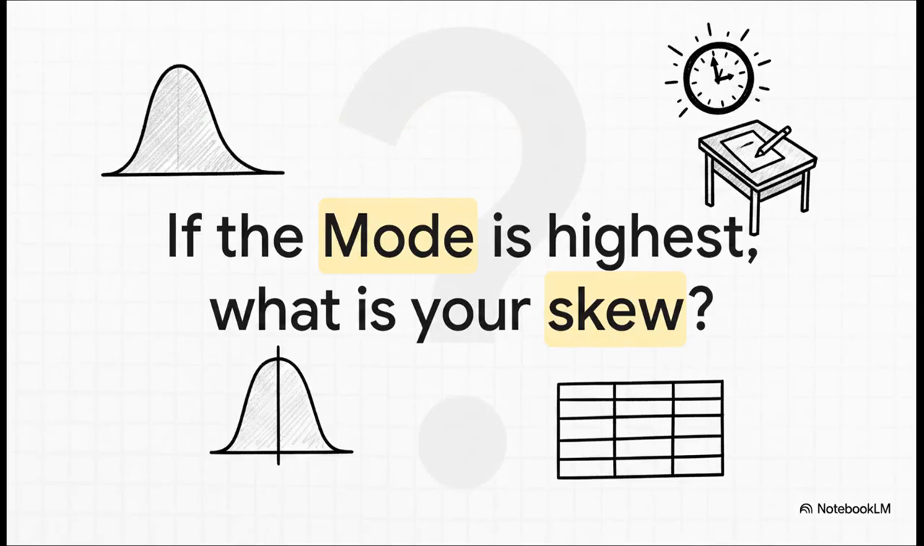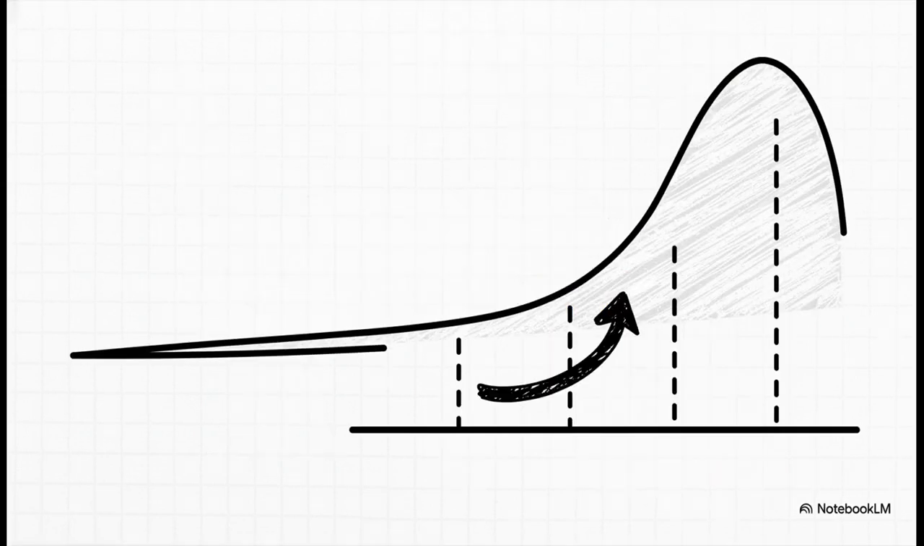All right, pop quiz time. Let's do a quick exam check to test your memory. Imagine you're in the exam hall, the clock is ticking, and you read this question. If the mode is your highest value in a data set, what is your skew? Think about the rules we just drilled. Nailed it. It's negative skewness.